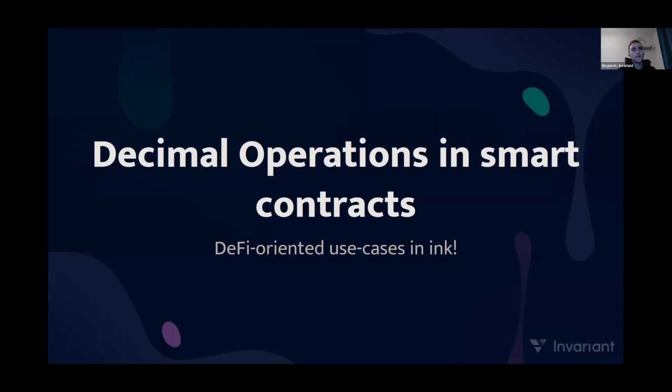Then I will present the appropriate solution, that is our library, and then we will go to the practical example, where we will discover a constant product AMM in ink using our decimal library to show the advantages of using it. The last part will be the Q&A section.